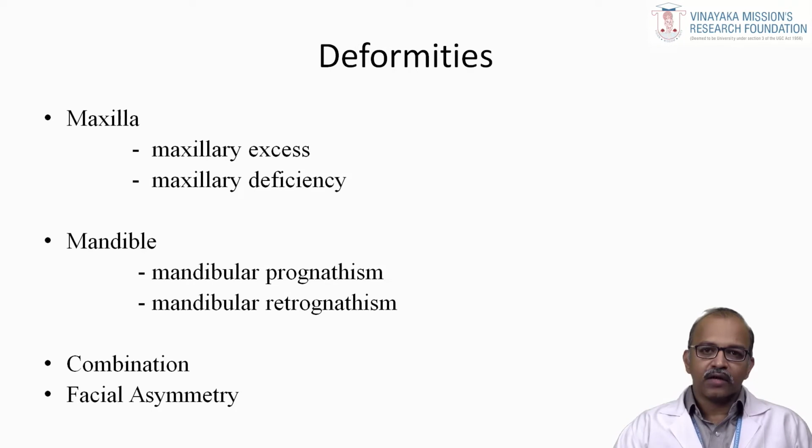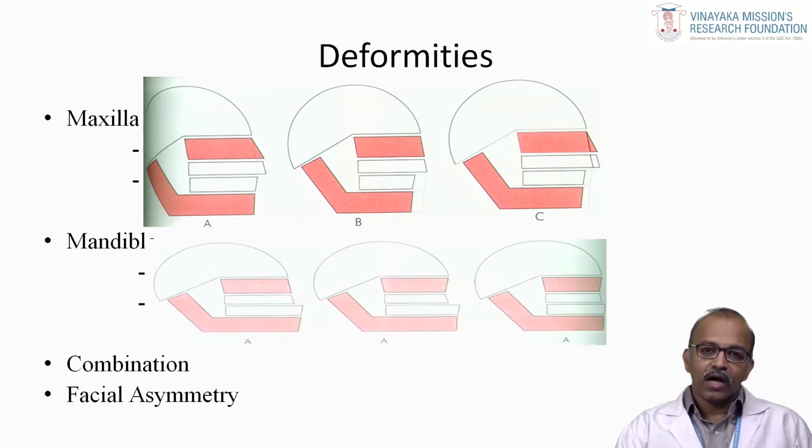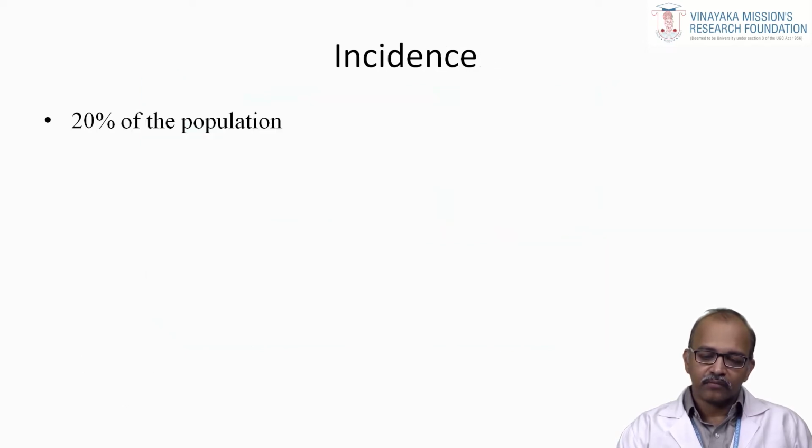The deformities of the jaws can be maxilla and mandible. Maxilla can be excess, maxillary deficiency or hypoplasia in terms of transverse, vertical or three-dimensionally. Coming to the mandible, mandible can be excess, that is prognathism, or mandibular retrognathism, a small jaw, or can be a true maxillary or mandibular excess or defect, can be relative defect or the combination of both. We call it as facial asymmetry.